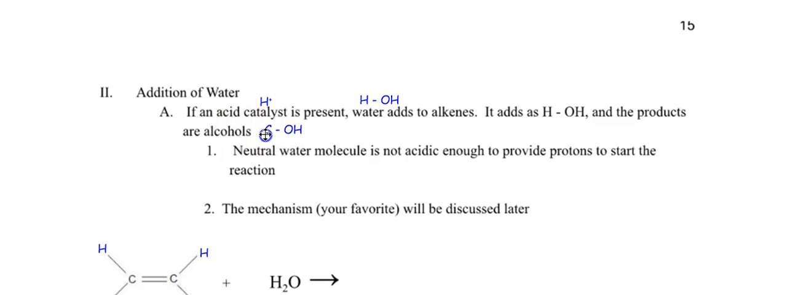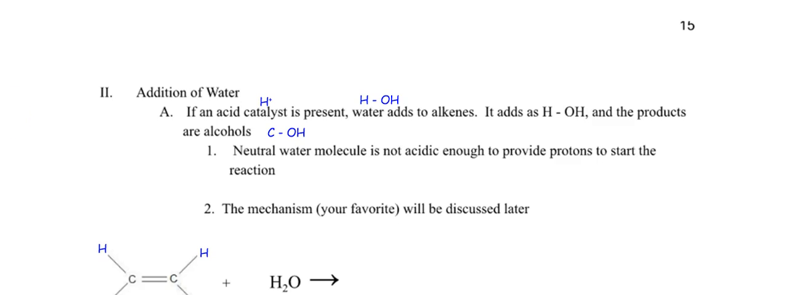So what's an alcohol? You should be thinking about the front of your section, where you have those functional groups. Alcohols are OH groups on a carbon, okay? And don't worry, we're going to talk a whole lot more about alcohols next quarter, and a lot of chemistry with that. We're going to be talking about alcohols quite a bit throughout this whole course, so just know OH is an alcohol. Now it says neutral water is not acidic enough to provide the protons to start the reaction.